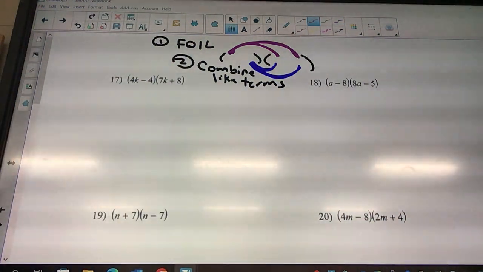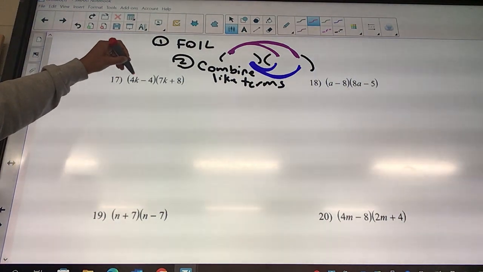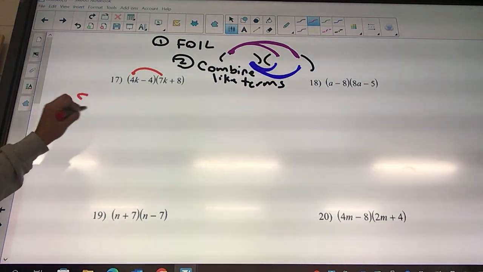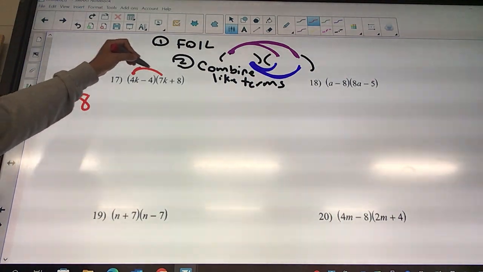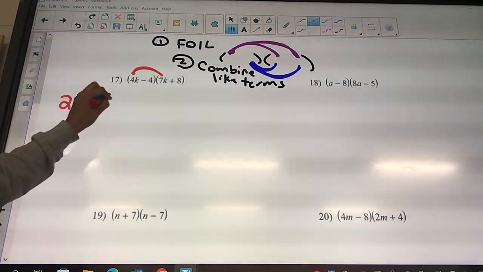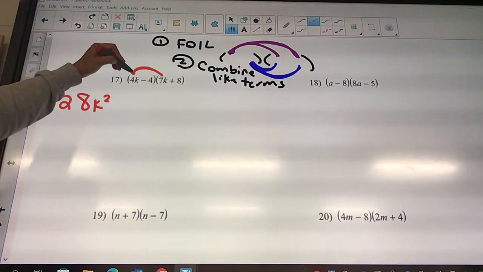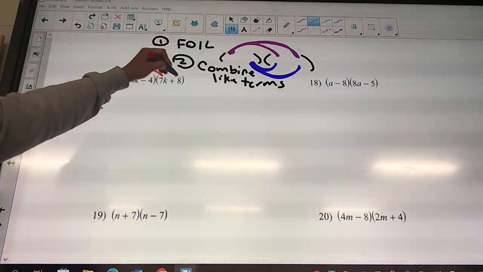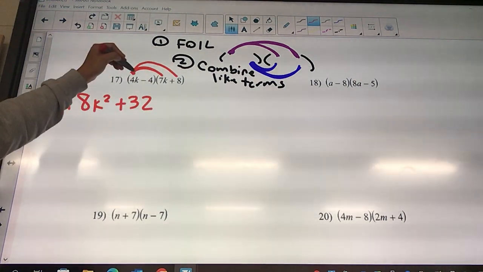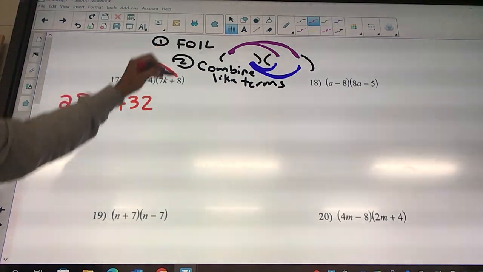So when we're doing this one, you're going to say 4 times 7, 28. Okay, and then from here to here, how many k's are there? 2. So you're going to say K2. Okay, 4 times 8, 32. How many k's from here to here? 1. Good.